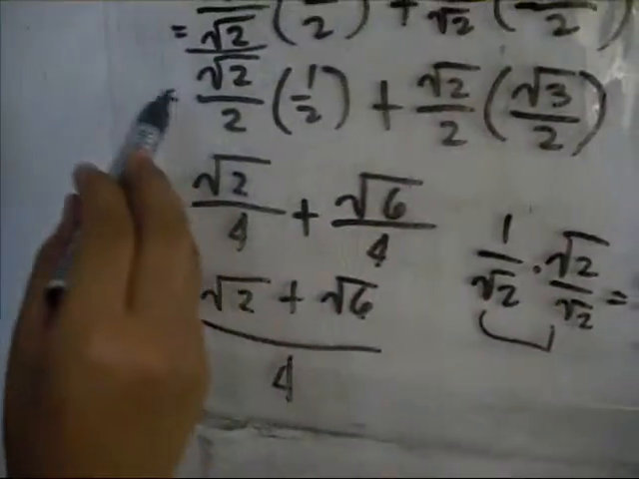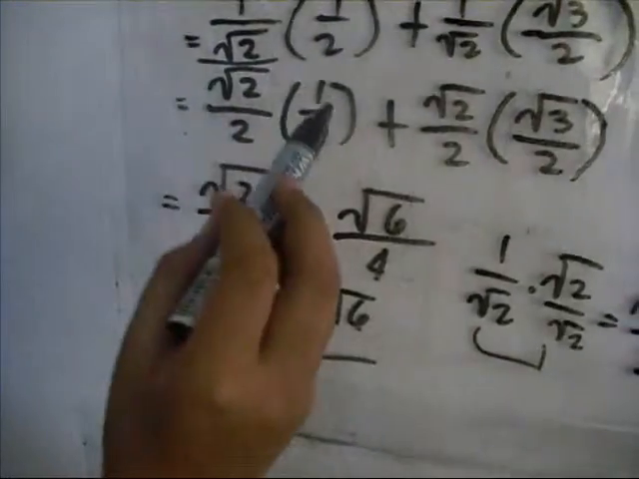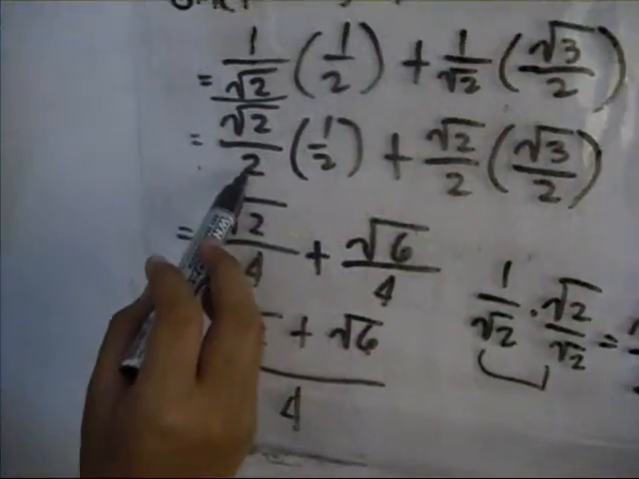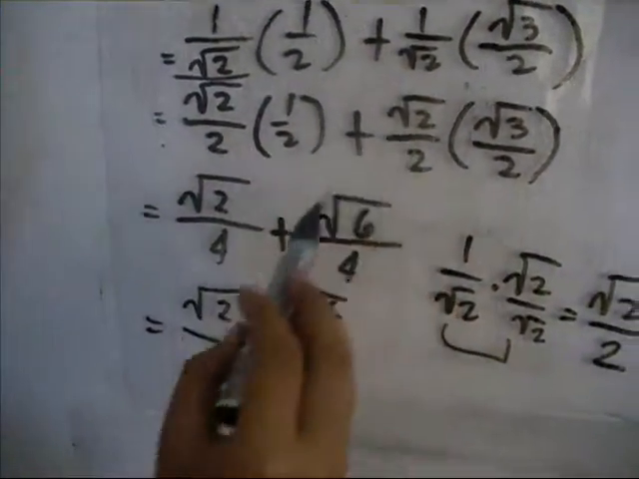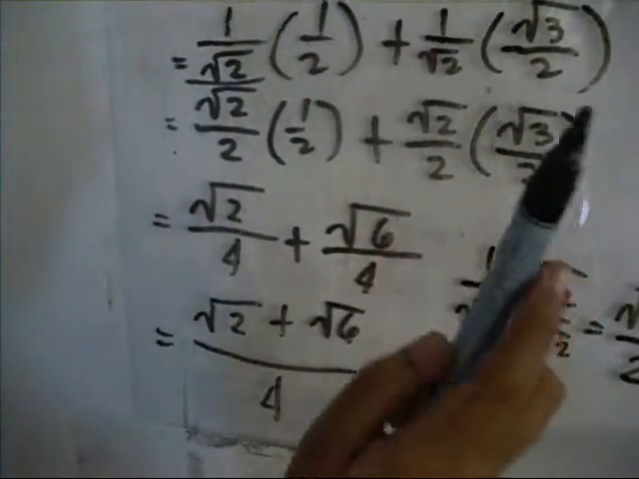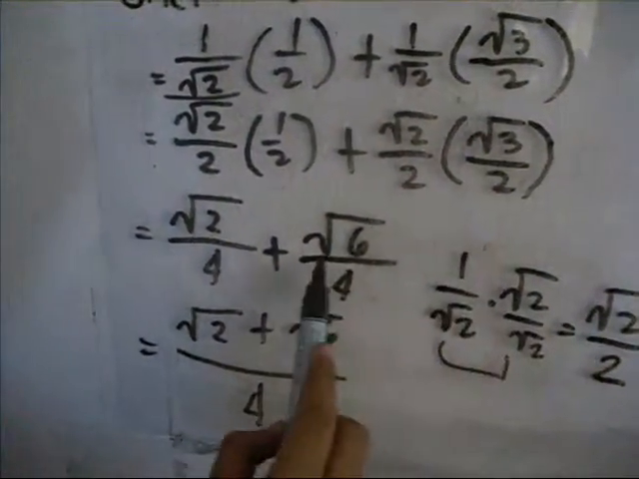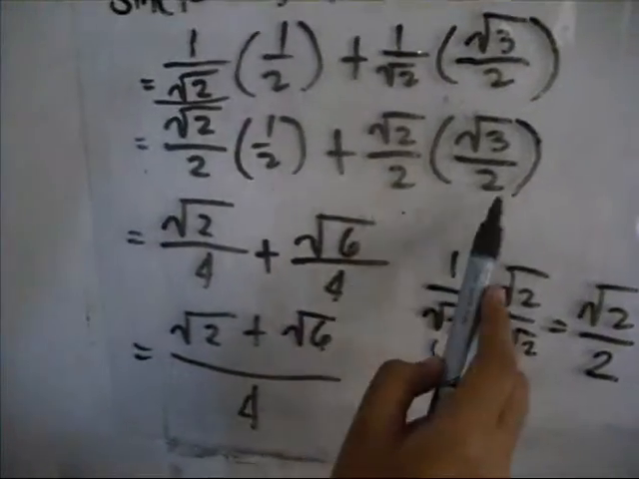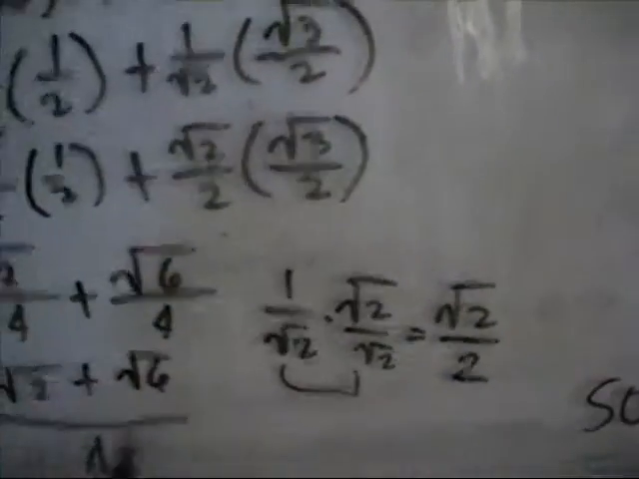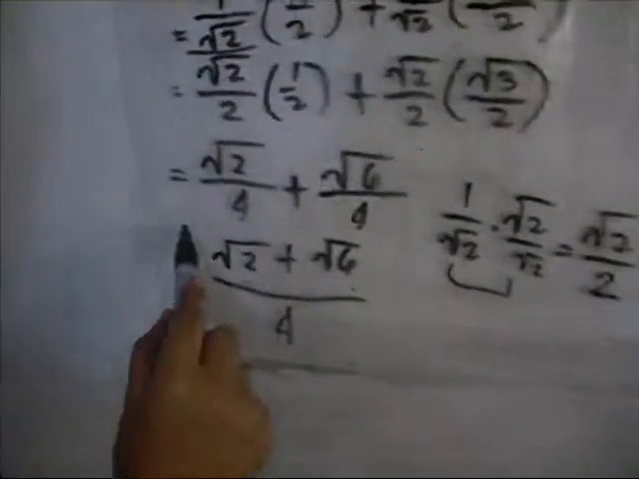Then combine: square root of 2 times 1 is square root of 2, and 2 times 2 is 4. Then plus square root of 2 times square root of 3 equals square root of 6, and 2 times 2 is 4. Then combine. Square root of 2 plus square root of 6 over 4. Then that's the answer.